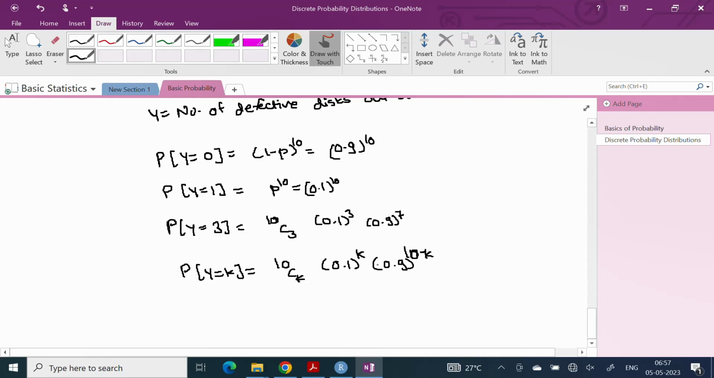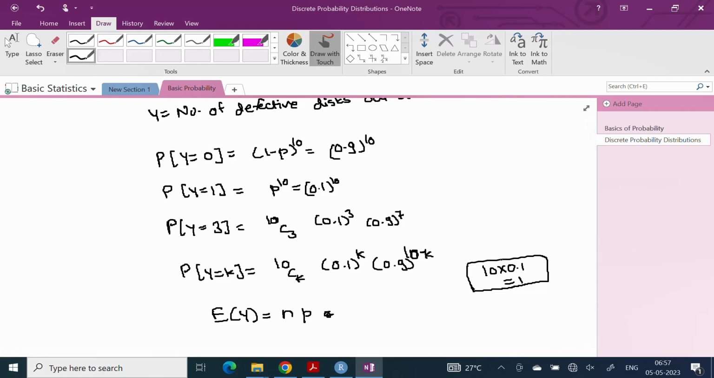Binomial distribution has lots of applications. Two of the important properties: the expectation of y, that is the expected number of successes, is n into p. So in this disk example, it would be 10 into 0.1, that is 1. One disk is expected to be defective out of 10, which makes intuitive sense because we say that 10% of the disks are expected to be defective.